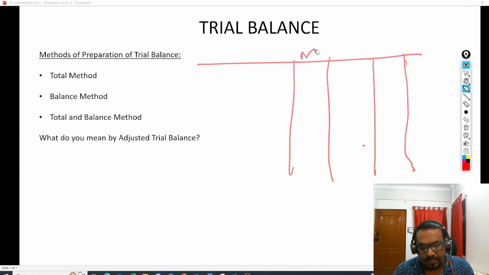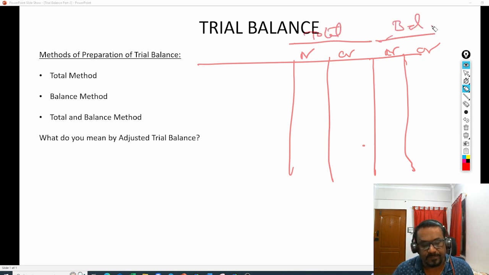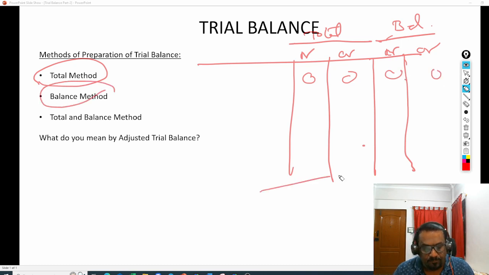See, this is debit, this is credit. This is debit, this is credit. This portion will be totals method and this portion will be balance method. So as per totals method, we put totals here that we already discussed here. And as per balance method, we put balances here. Then we total this. Very simple.